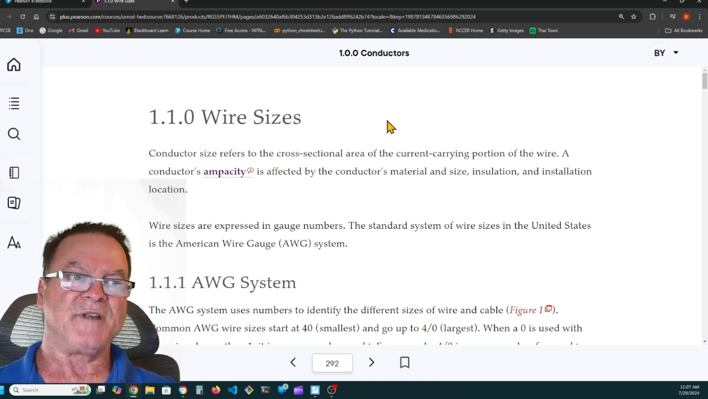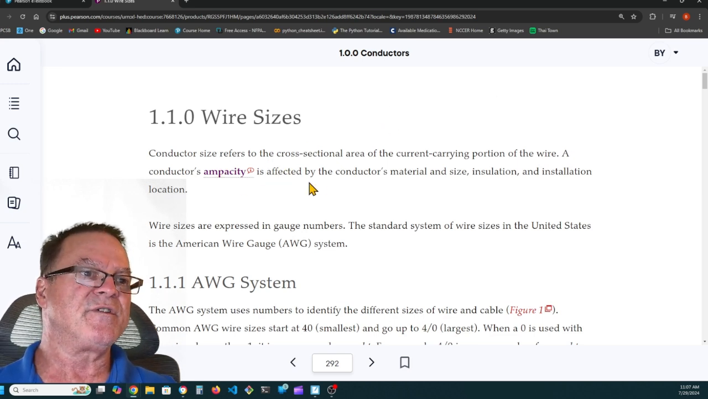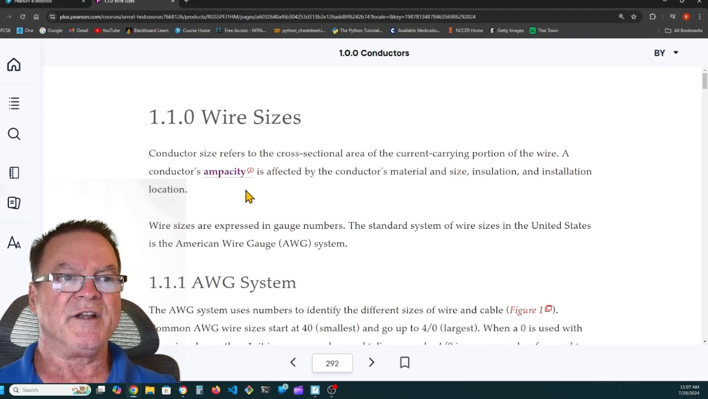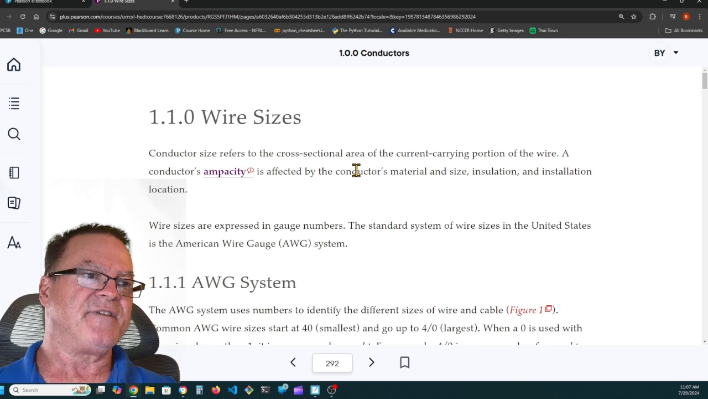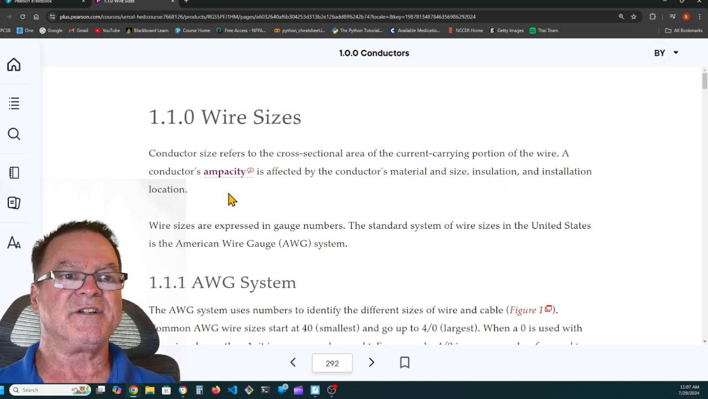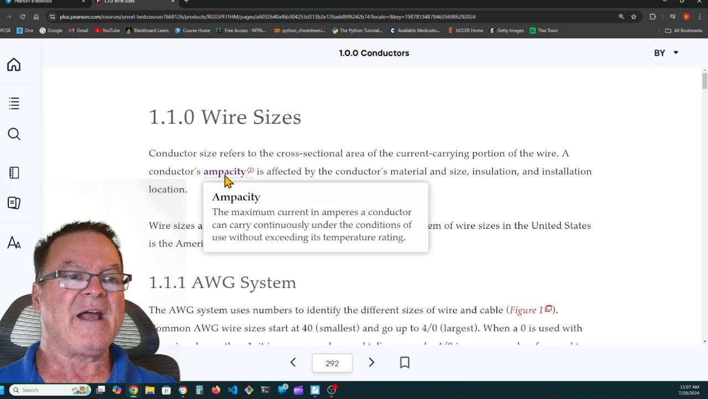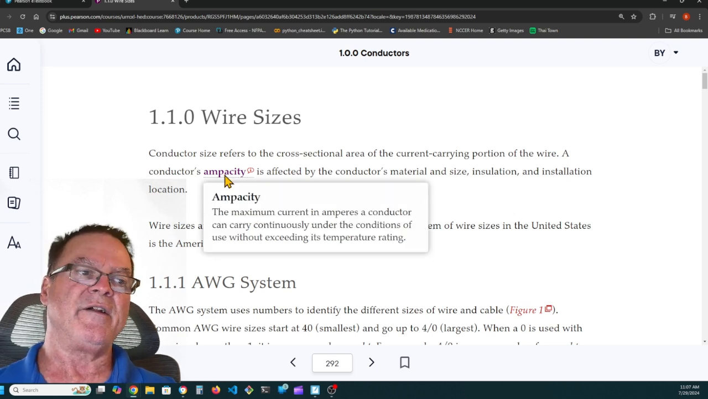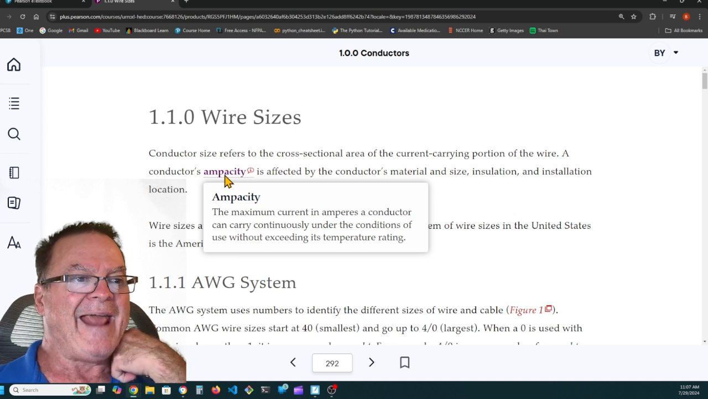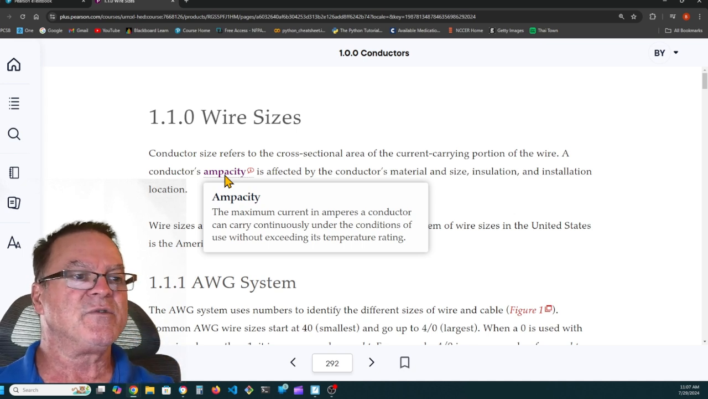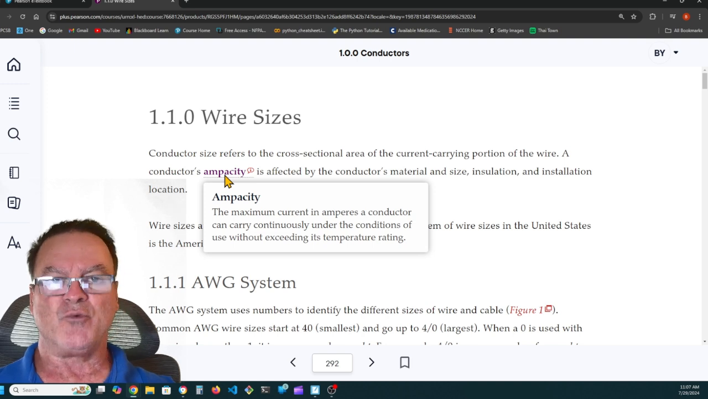1.1.0, wire size. Conductor size refers to the cross-sectional area of the current carrying portion of the wire. A conductor's ampacity is affected by the conductor's material and size, insulation, and installation location. Ampacity is described as the maximum current in amps a conductor can carry continuously under the conditions of use without exceeding its temperature rating.